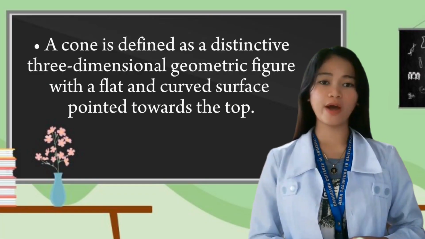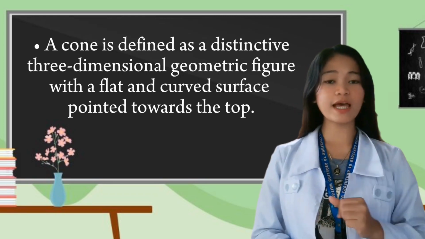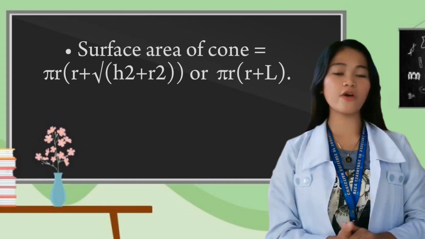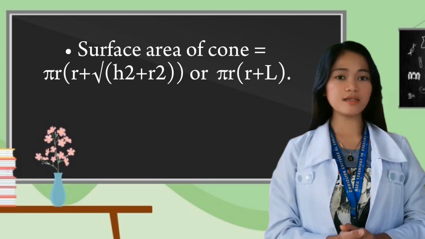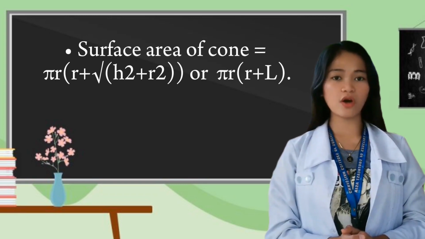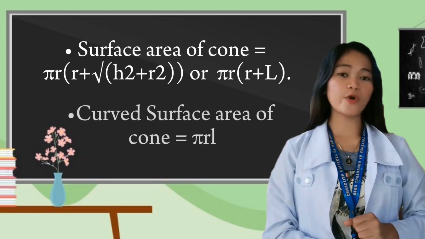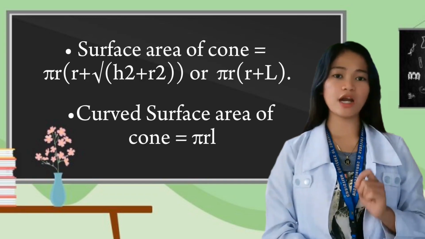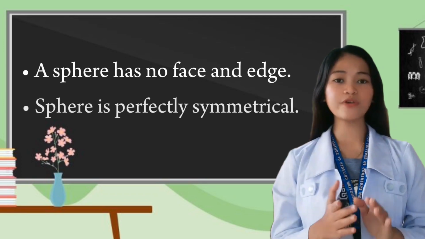A cone is defined as a distinctive three-dimensional geometric figure with flat and curved surface pointed towards the top. The formula of the surface area of a cone is pi r open parenthesis r plus the square root of h squared plus r squared close parenthesis. And the formula to get the curved surface area of a cone is pi rl. A sphere has no face and edge. A sphere is perfectly symmetrical. That's all about my report.